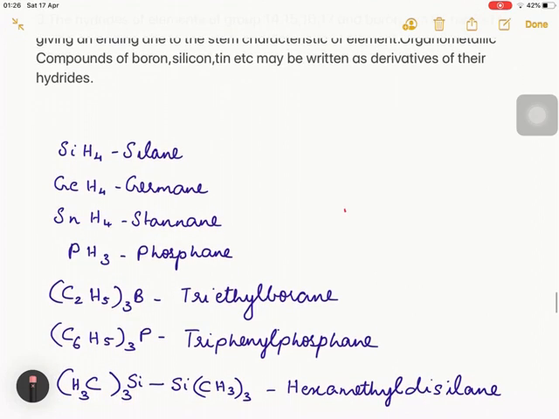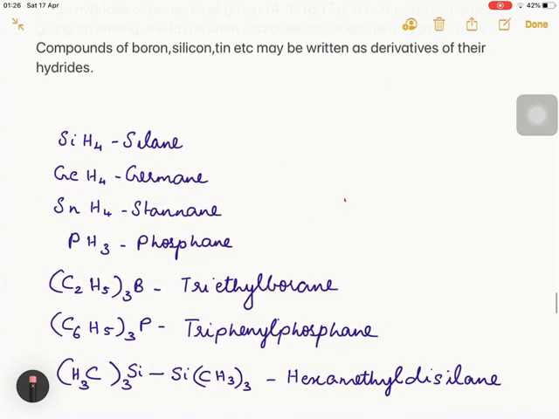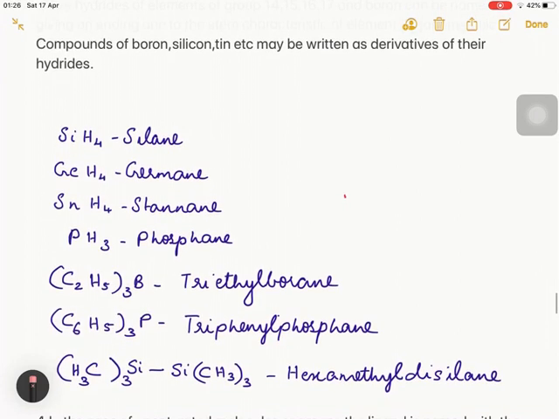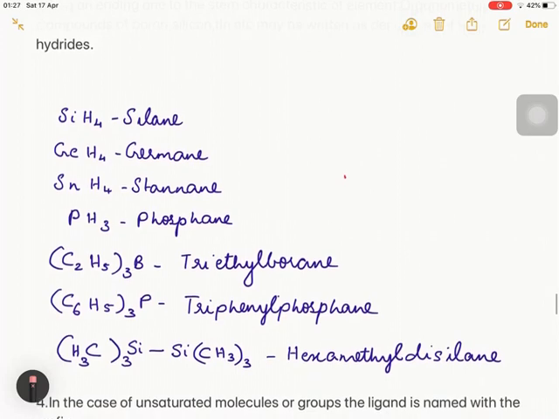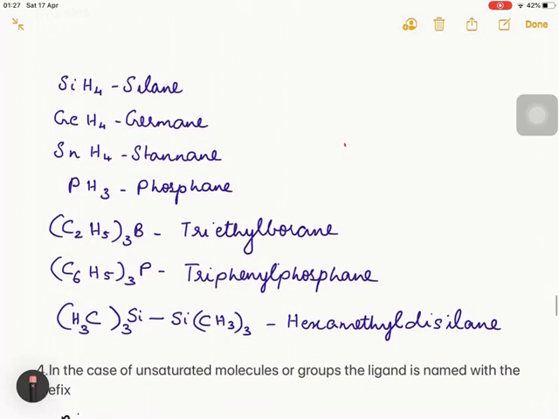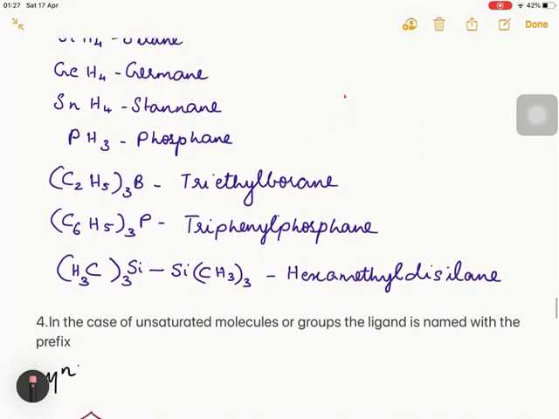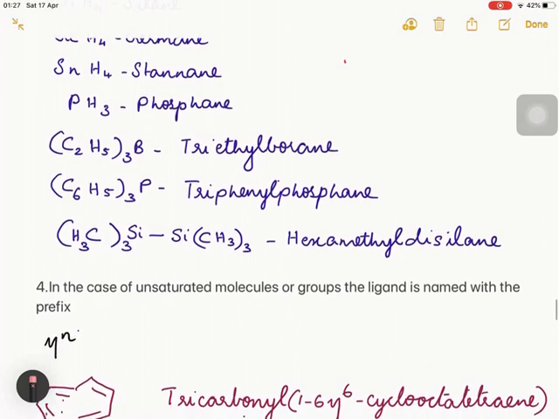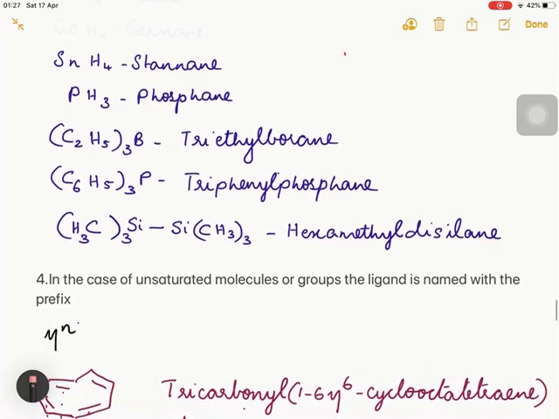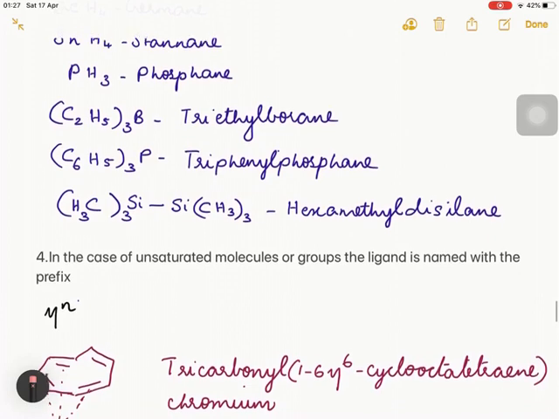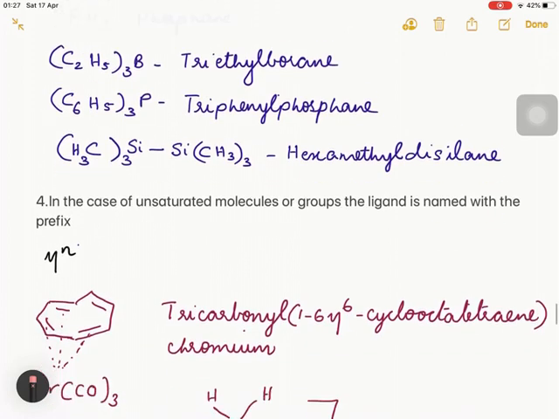Organometallic compounds of boron, silicon, tin, etc. may be written as derivatives of their hydride. So (C2H5)3B is triethylborane. (C6H5)3P is triphenylphosphine. (CH3)3Si-Si(CH3)3 is hexamethyldisilane.